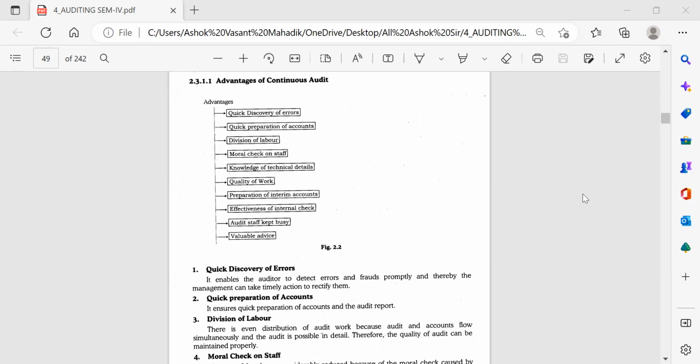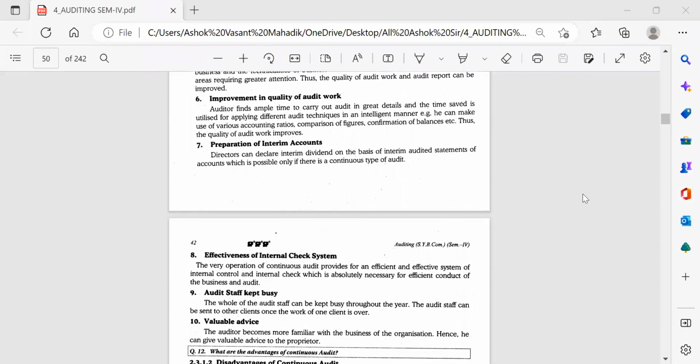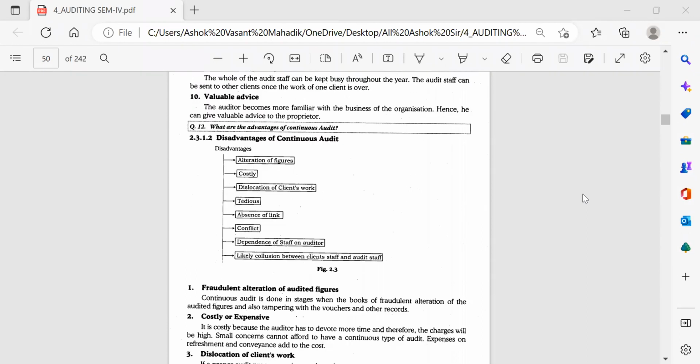Then valuable advice. As I told you, in continuous audit, the auditor or his staff continuously visits the client place. So if any problem is found out, they can give good advice to the company or the management. As we saw, there are various advantages of continuous audit. Some disadvantages are also there.